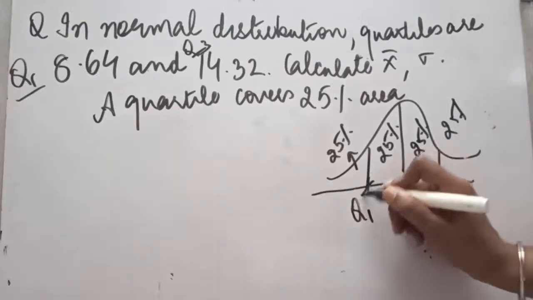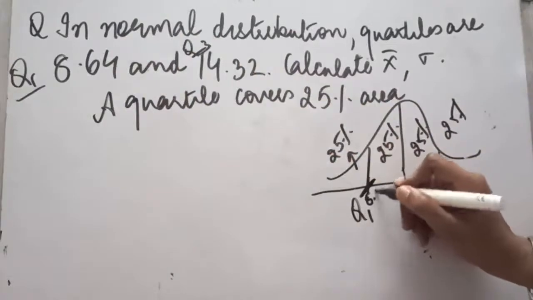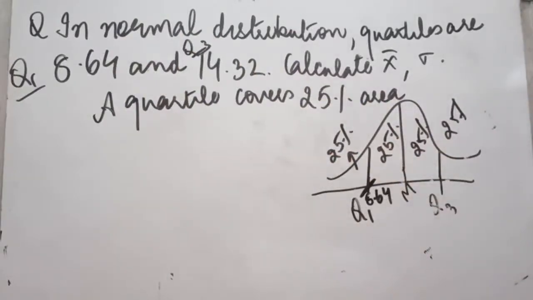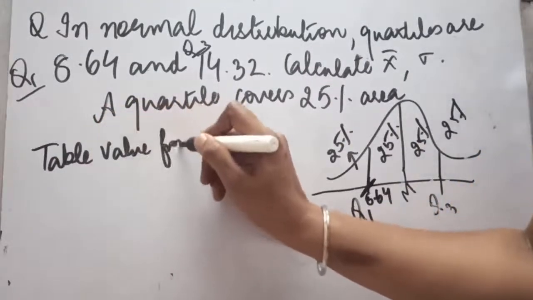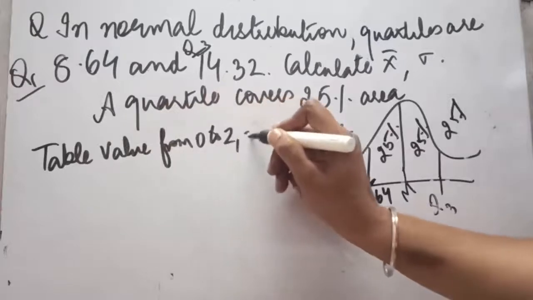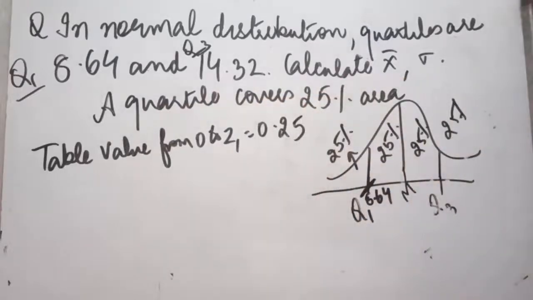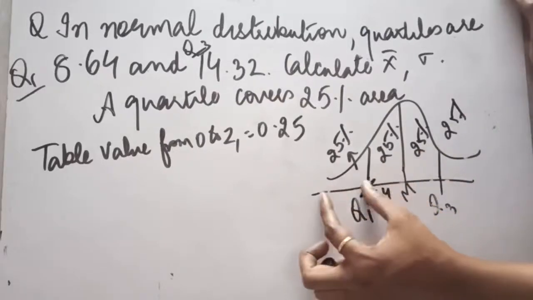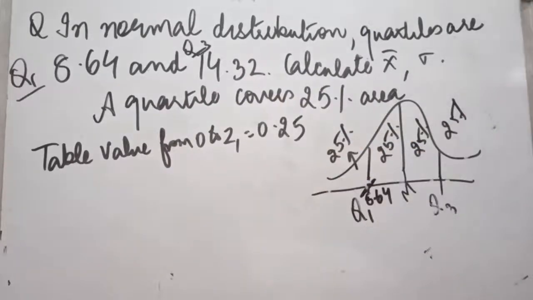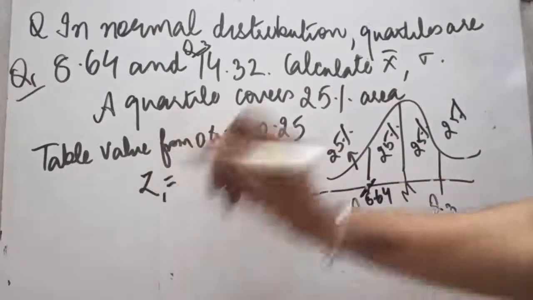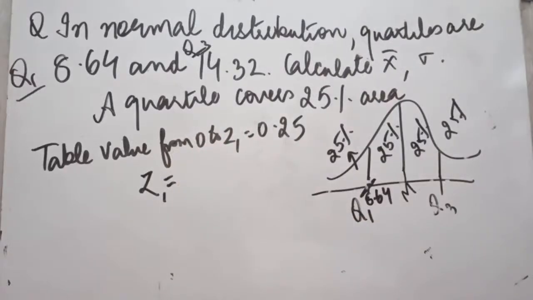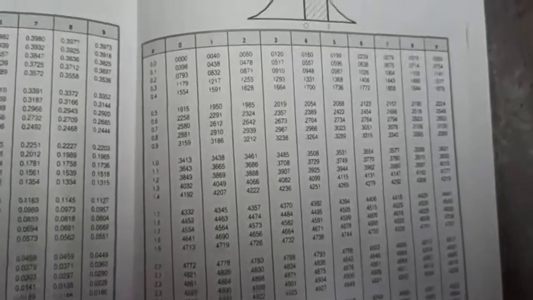So if this is quartile 1, 8.64, how much area is being covered? 25%. So if percentage is given, I told you that is the table value of z. So we can write in the first case, table value from 0 to z1 is 0.25. If you know this value complete, you can deduct this, again this will be 0.25. Now we have to see this z1 table value from the table, then we will get the value of our first z. So we have to see where it is 0.25 inside the table.